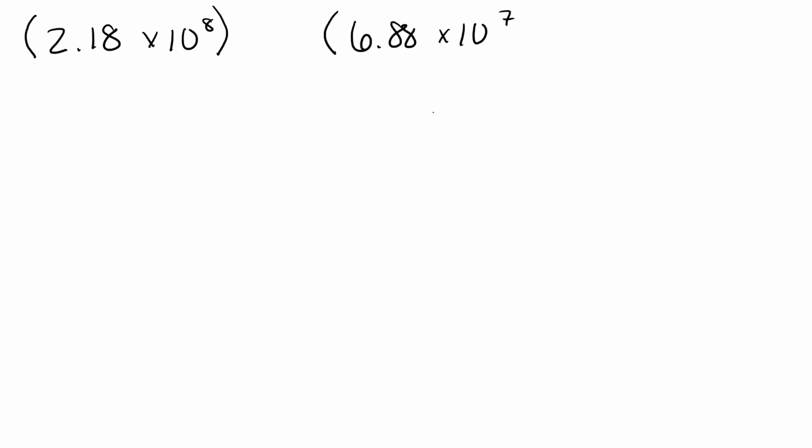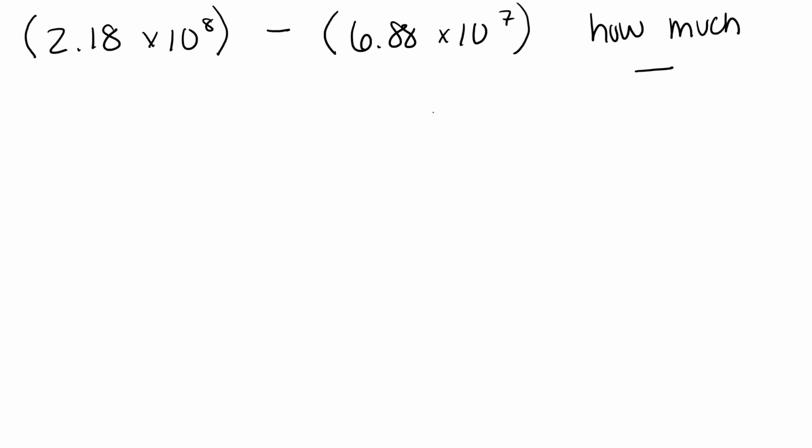For number 18, it's another word problem. It tells us that Stephen ran 2.18 times 10 to the 8th kilometers, and Lucy ran 6.88 times 10 to the 7th kilometers. And the question asks, how much farther did Stephen run than Lucy? Our key word is how much. How much means to subtract, so we're going to subtract our numbers.